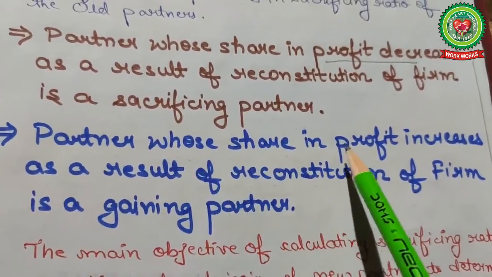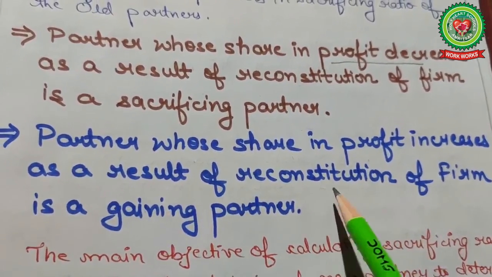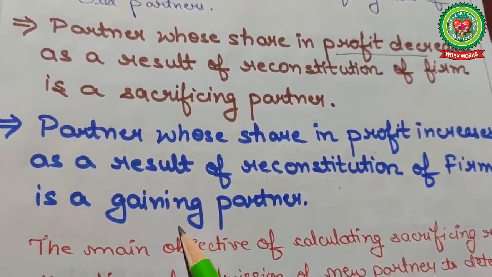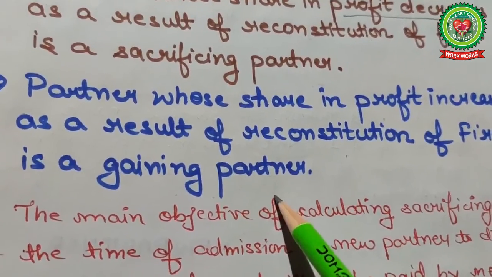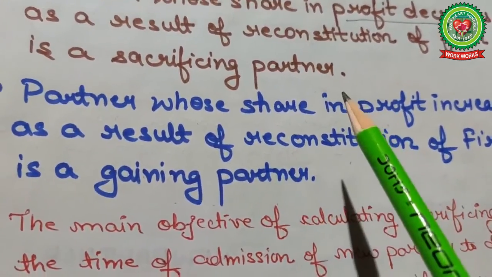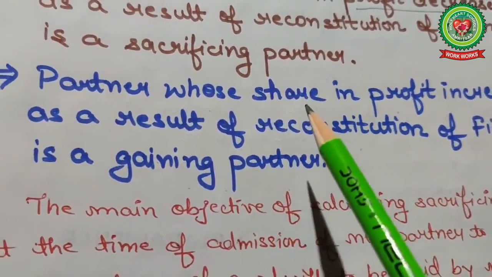A partner whose share in profit increases as a result of reconstitution of a firm is a gaining partner. The partner whose share increased is considered a gaining partner.